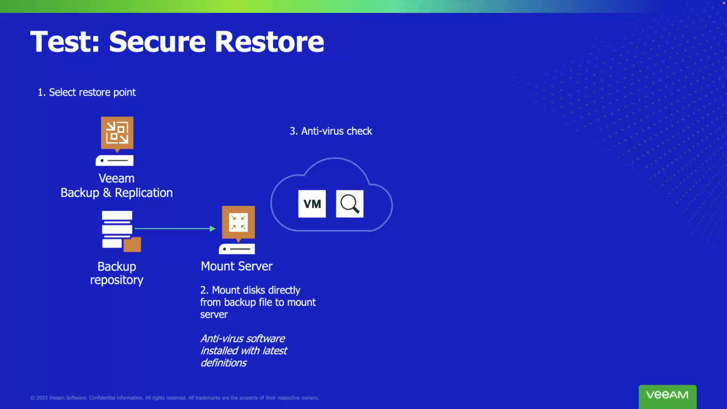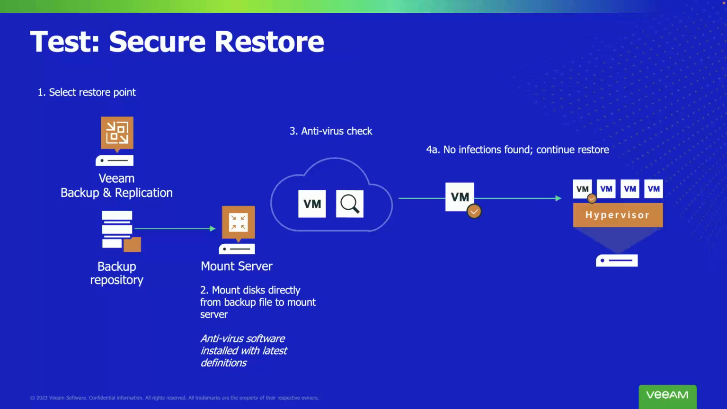We'll do a virus scan on that backup data set. During that scan, what happens? There will be 3 outcomes that you may experience. The first outcome that we prefer is that we do not find any virus, right? And then the restore will continue to restore to your hypervisor.